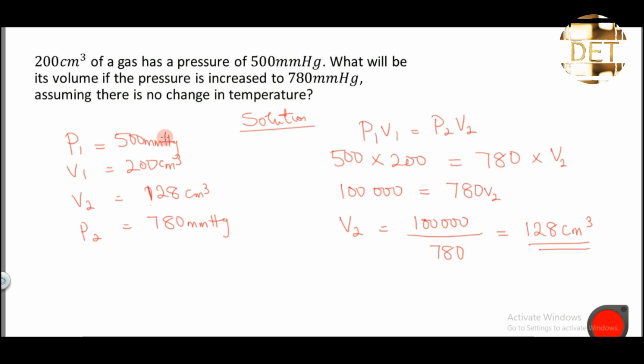So the pressure here is what? 500 mmHg, P1. As the pressure increases from 500 to 780, the volume decreased. When the pressure was 500 mmHg, the volume was 200. When the pressure increased from 500 mmHg to 780 mmHg, the volume decreased from 200 to 128. As the pressure increases, the volume will decrease, and as the volume decreases, the pressure will increase. V1 was 200. When it decreased to 128, the pressure increased.